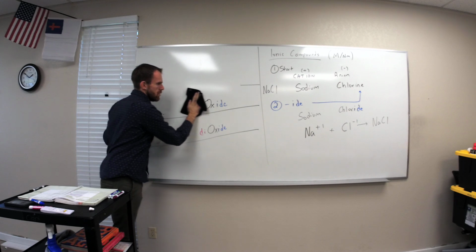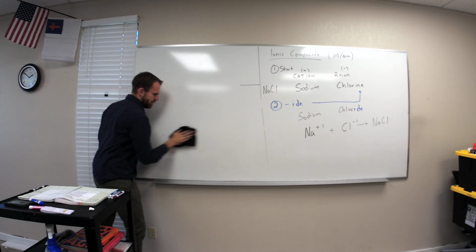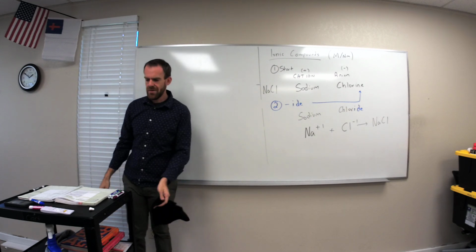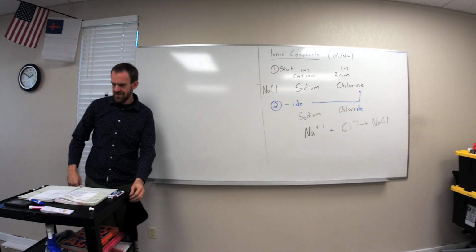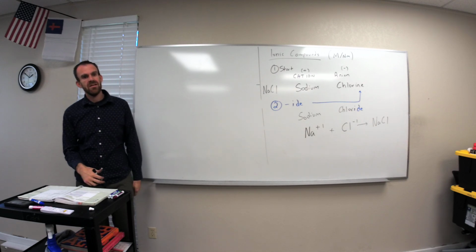Sodium and chlorine aren't metals though. Sodium is a metal. How is it a metal? Because it's an alkali metal. Oh. It likes to give up electrons. Remember, metals like to take a positive charge and give up their electrons.